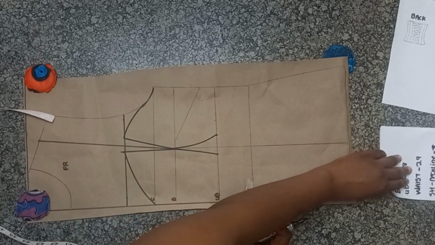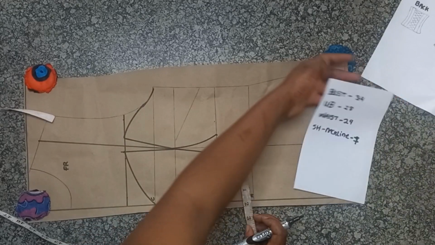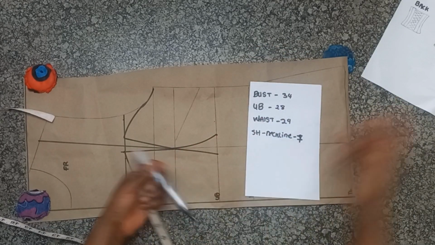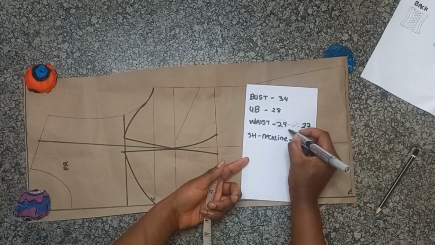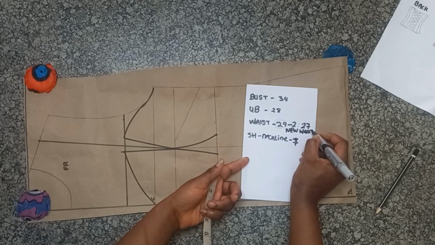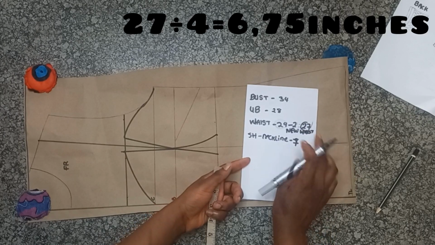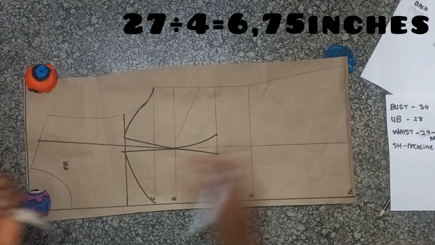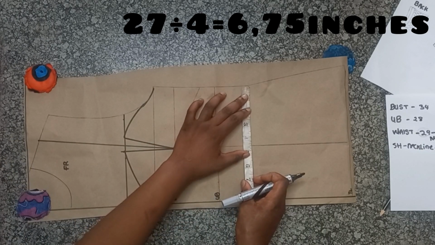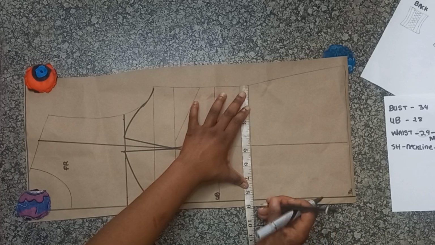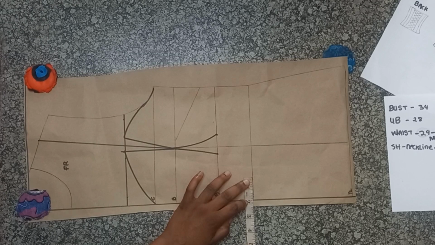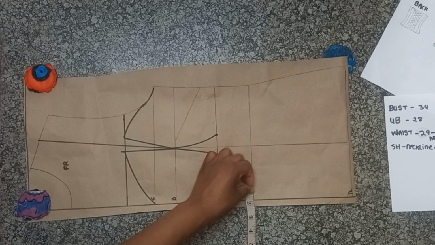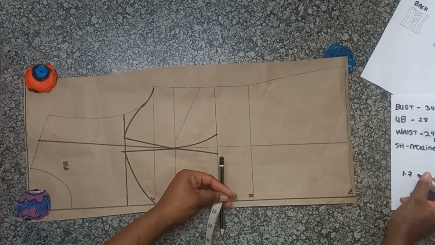So next, I'll go to my waist. For my waist, I want to do something different. I don't want to use my original waist, so I want to use 27 inches. I subtracted 2 inches from my original waist, so 27 inches is my new waist. 27 inches divided by 4 is 6.75 inches. So I would measure 6.75 inches on my waistline. Then I also measure the excess. I'll be using the excess measurement to create the dart.